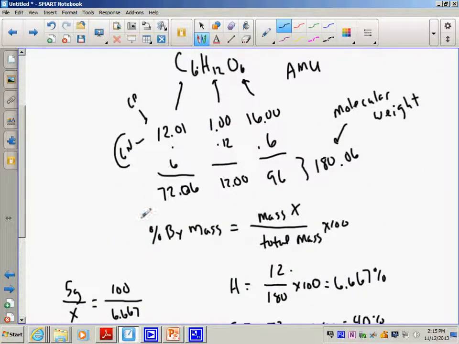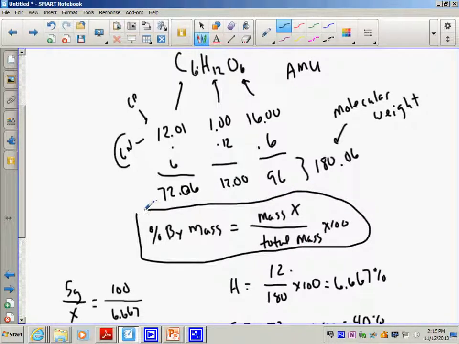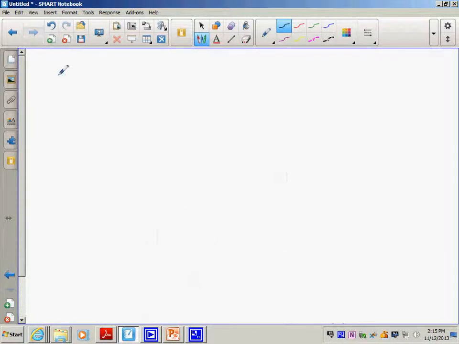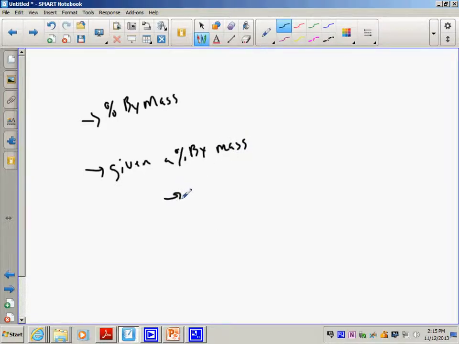Percent by mass. This is a fairly important formula right there. A couple things just to recap. You should be able to determine your percentage by mass, and then, if you're given a percent by mass, you should be able to determine the actual mass. So just a quick little review.